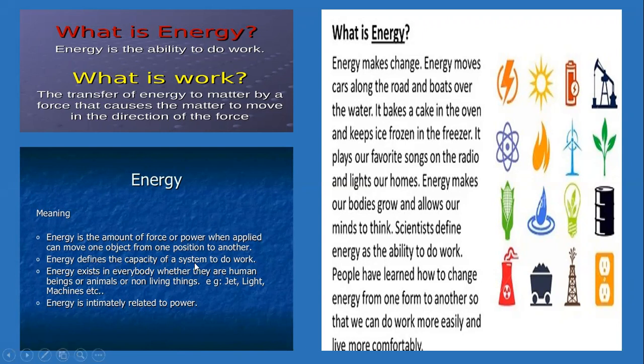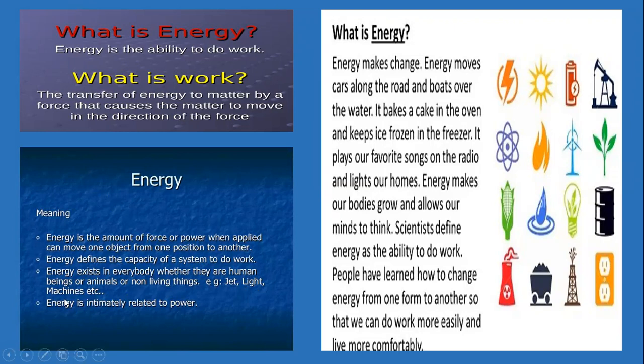Energy defines the capacity of a system to do work. Energy exists in everybody, whether they are human beings or animals or non-living things. How can you say that non-living things use energy? For example, jet planes, light, machines, etc. They are non-living things, but they use energy to do some work, like light. It uses energy in the form of electricity to light up our houses.